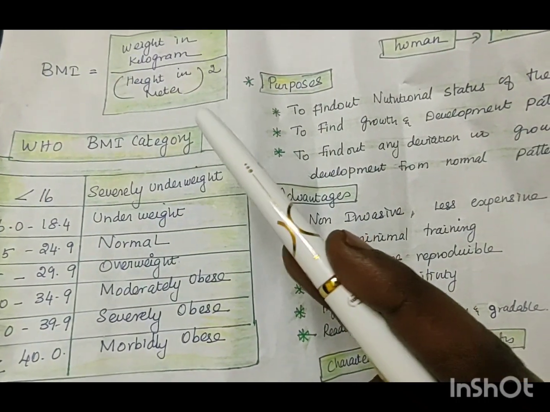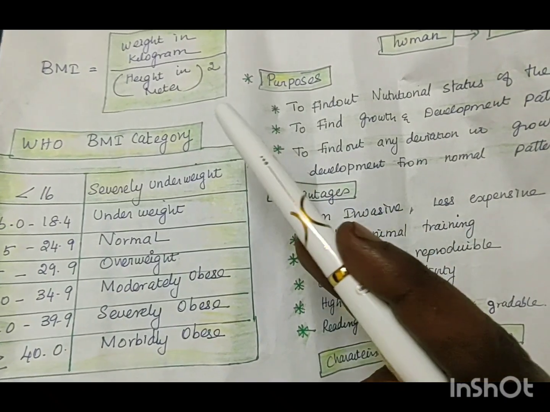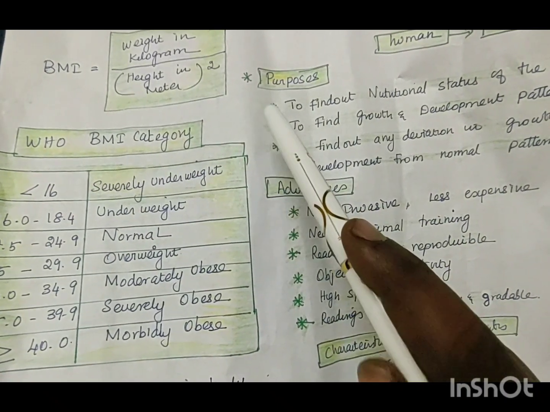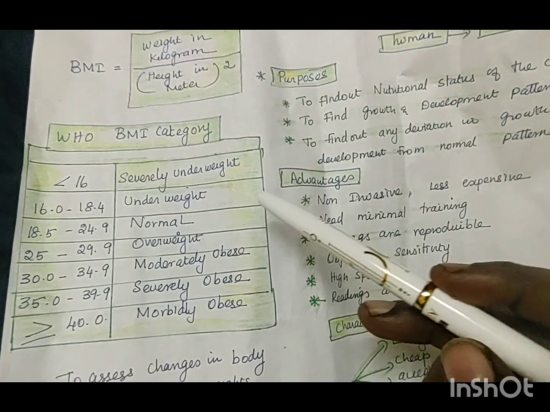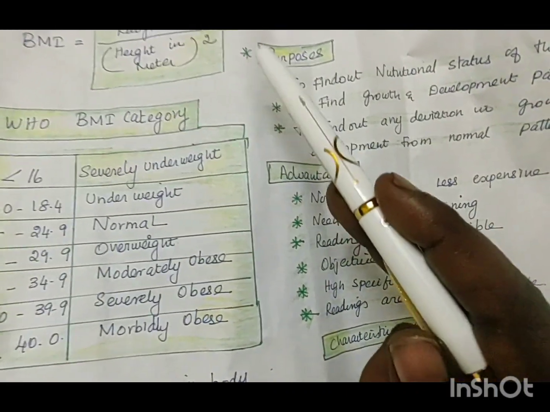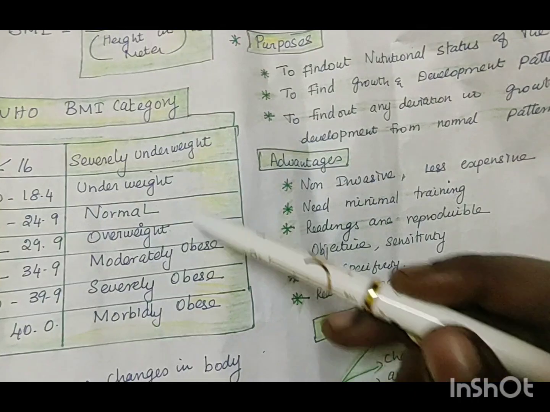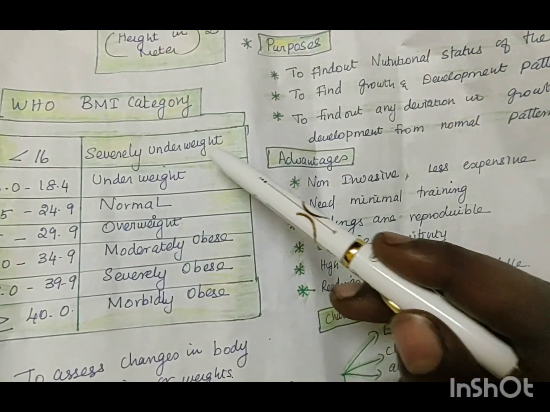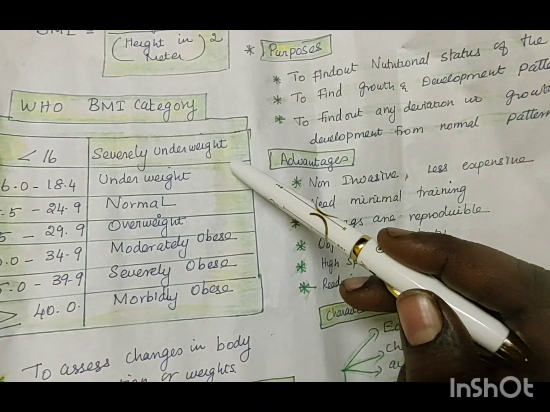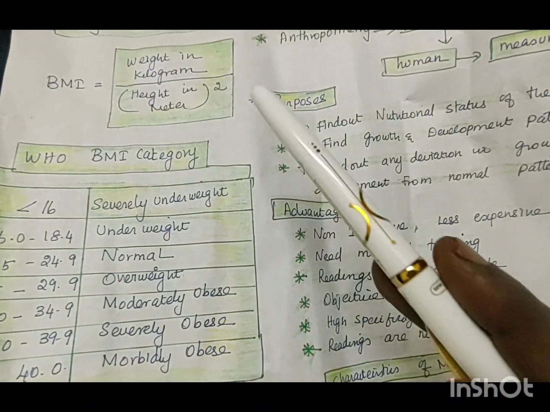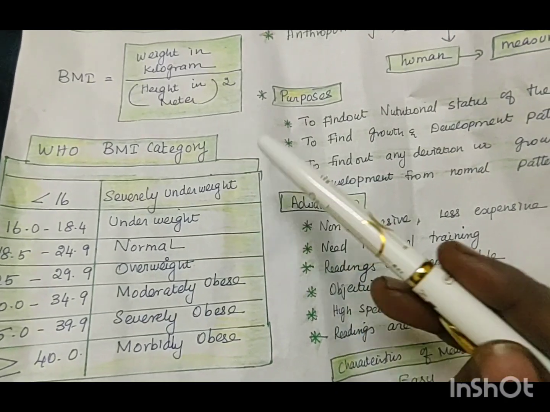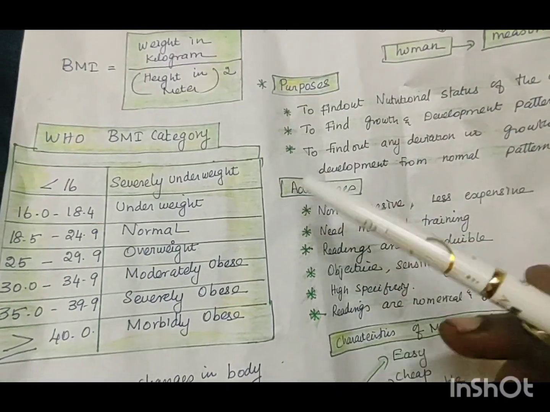For example, 155 centimeter is 1.55 meter, then the whole square, 1.55 squared. When you do this, a result will come. Which category is it falling in? If it is less than 16, it is a severely undernourished person. This BMI calculation we are doing for adults. We will see what is for infants and children next.